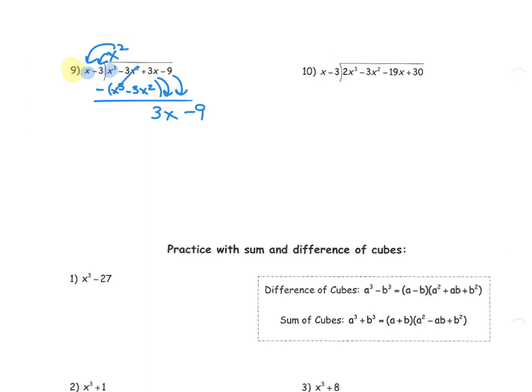Well, x times what will get me 3x? X times positive 3. So I'm going to subtract out, because now we're going to multiply back, so we can erase this. That was x. 3 times x is 3x, and 3 times negative 3 is negative 9. Distribute, and we're left with 0. So there's my final answer, x squared plus 3.